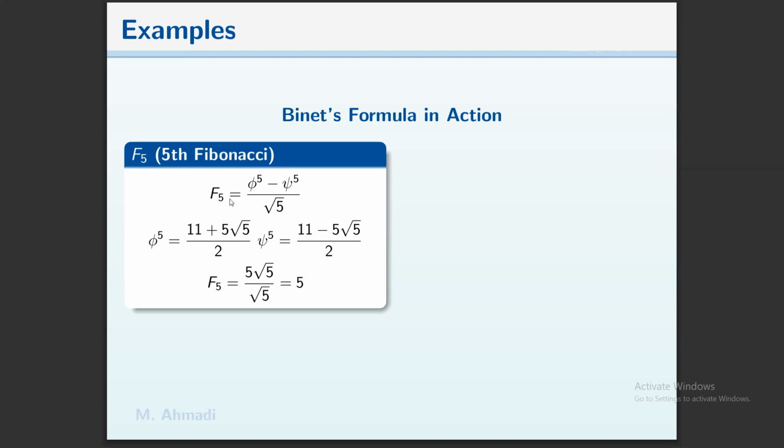The number F5 equals phi to the 5 minus psi to the 5 over square root of 5. Phi to the 5 equals 11 plus 5 multiplied by square root of 5 over 2. And so F5 equals 5 multiplied by square root of 5 over square root of 5, which equals 5.